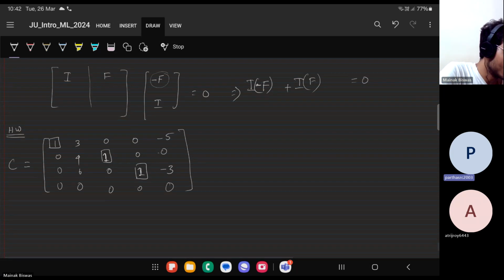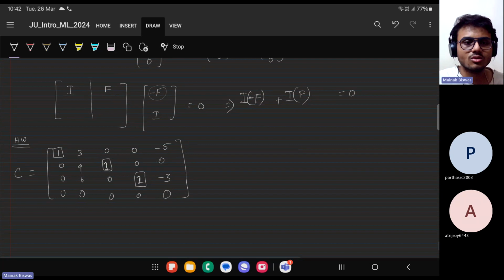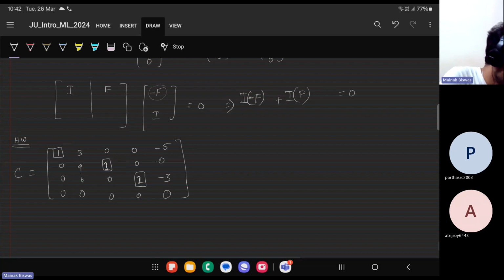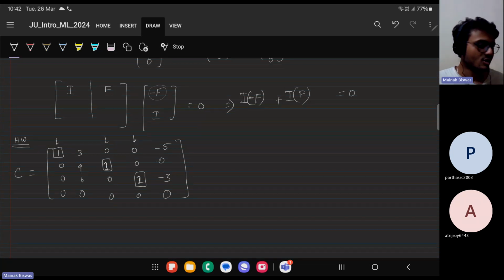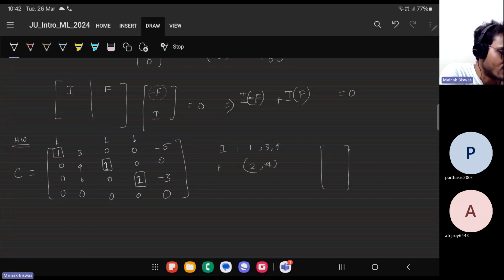You can multiply it by a permutation matrix, right? Not really. It has to be a column permutation in this case. But you can think of it that way. So here column 1 is there, columns 2 and 3 are there, column 4 is there. So you can say I belongs to 1, 3, 4, and F belongs to 2, 4. And accordingly, make your matrices, right?